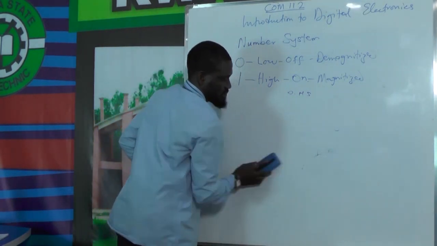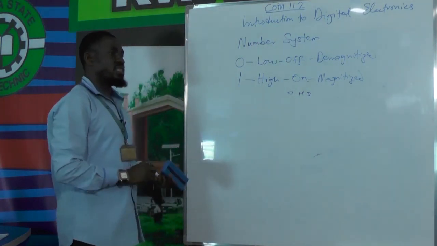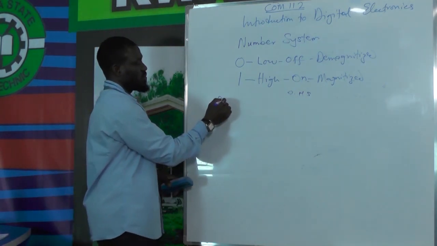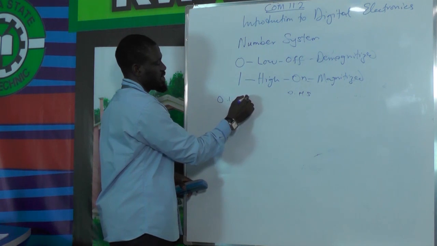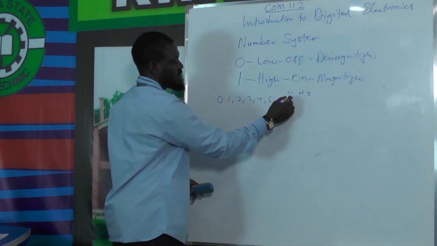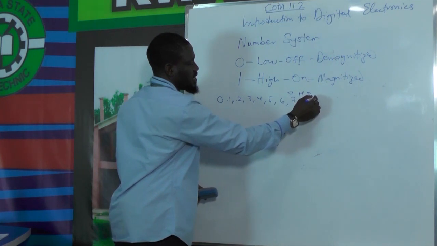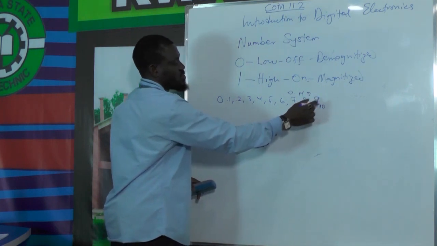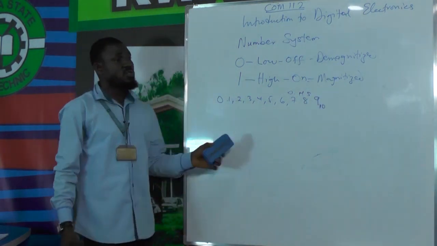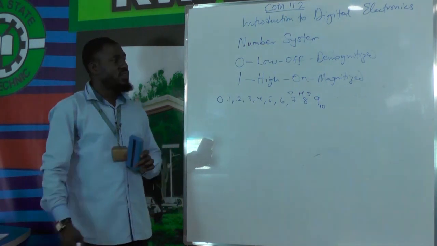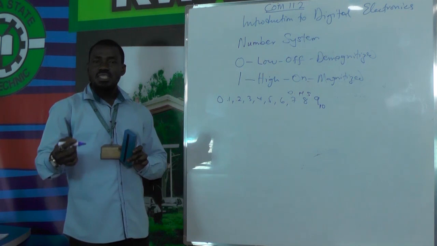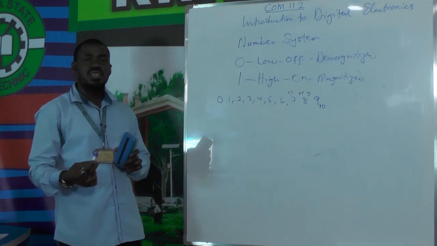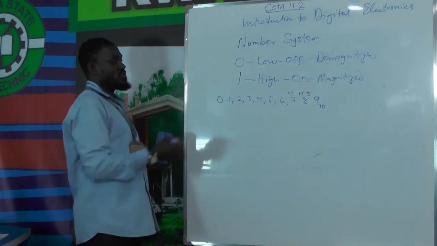For the decimal number system, I have said earlier that you have digits 0, 1, 2, 3, 4, 5, 6, 7, 8, and 9. That is to base 10. So now, let me justify this. We are familiar with our units, tens, hundreds, thousands, hundreds of thousands, and like that. So now, we are going to justify that.